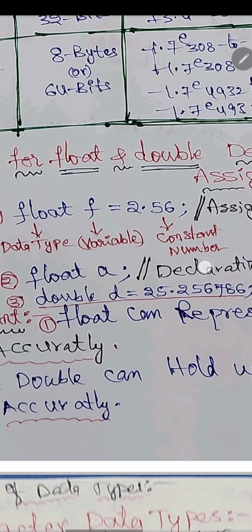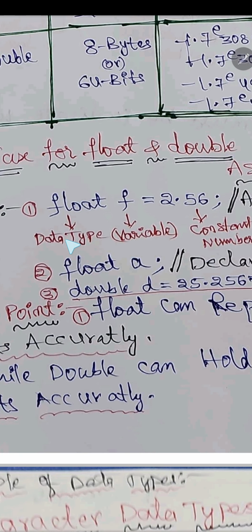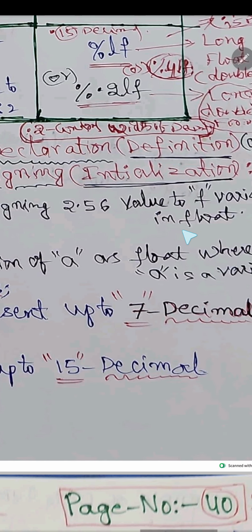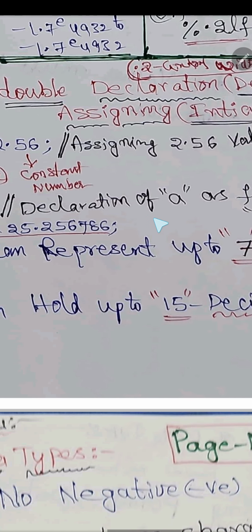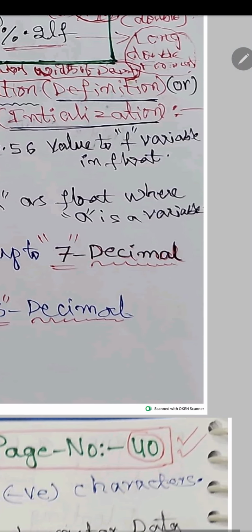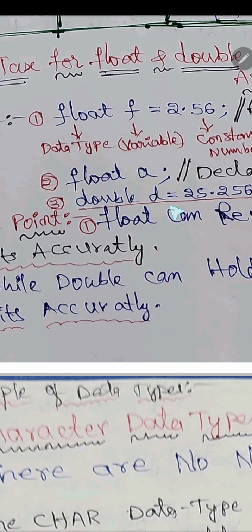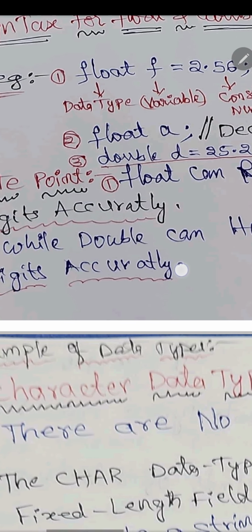Declaration defines float f is equal to 2.56. Here float is a data type, I am indicating with the cursor, and f is a variable, 2.56 is a constant. Assigning the 2.56 value to the float variable. Float f, this is just a declaration. Assigning double d equal to 25.256786. See, after the decimal point, 6 fractional digits will be accurately declared.